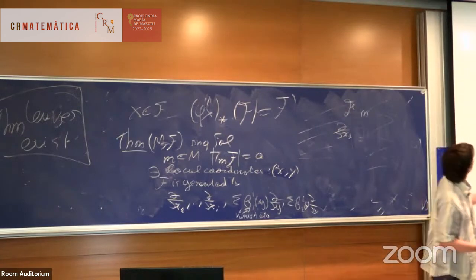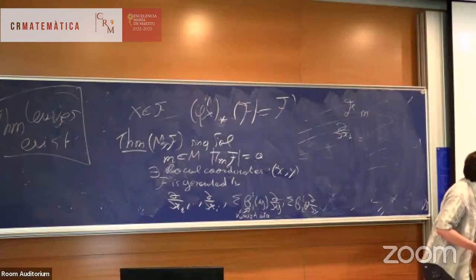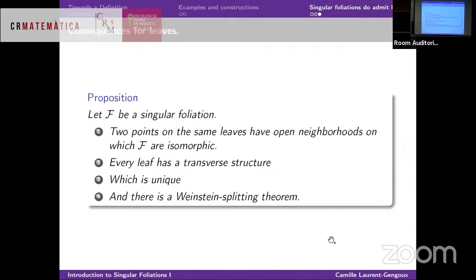Okay, so the structure is that flows of vector fields in F are symmetries of F. You can prove a Weinstein-like splitting theorem. You deduce that T leaves are equal to R leaves, so you have a smooth partition manifold. I think I'm done, right? I just have 1 minute. Just to say again, all that I said for smooth partition manifolds holds again.